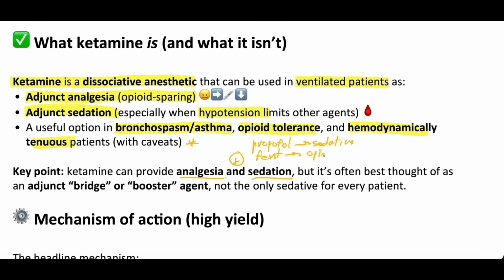Fentanyl, we've talked about that too, search Whiteboard Medicine fentanyl, is an opiate. It addresses pain, not necessarily sedation. Dexmedetomidine is an alpha-2 agonist, primarily a sedative. Now there is maybe some contribution to analgesia as well, but it's primarily a sedative. Whereas ketamine does have analgesic and sedation properties. Best thought of as a bridge or booster agent. It's not as common to use it as the only sedative, at least not for every patient.